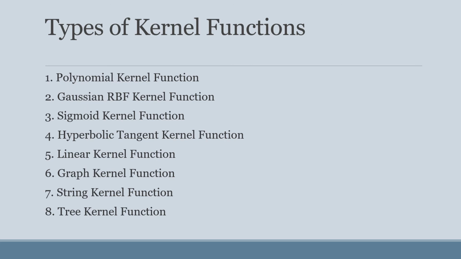The types of kernel function are: polynomial kernel function, Gaussian RBF kernel function, sigmoid kernel function, hyperbolic tangent kernel function, linear kernel function, graph kernel function, string kernel function, and tree kernel function.